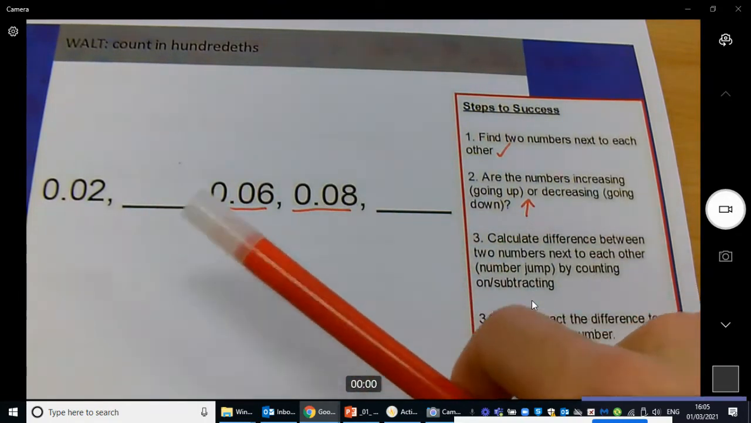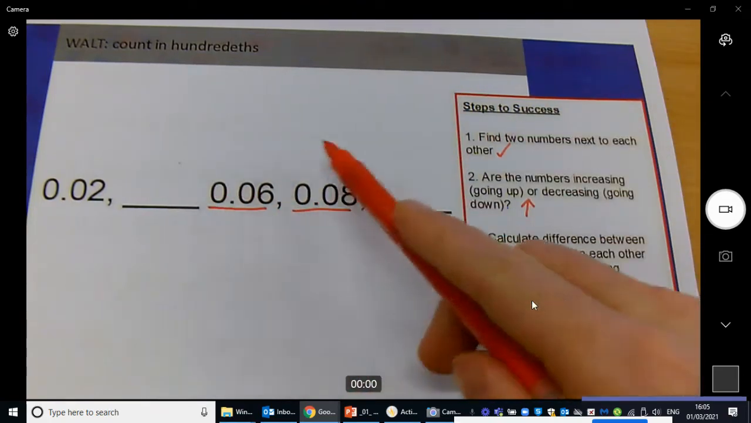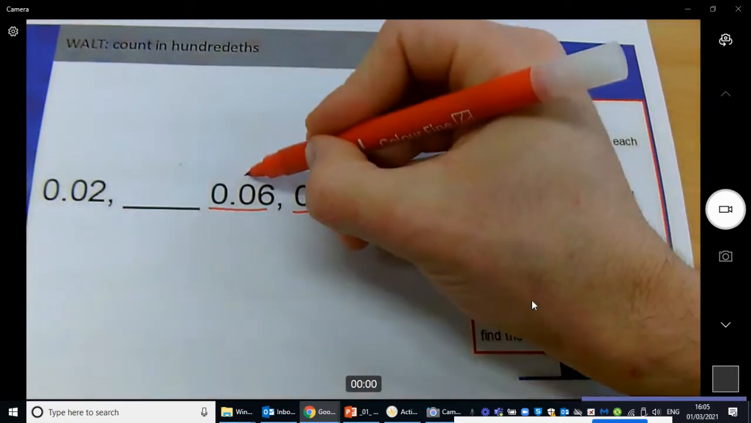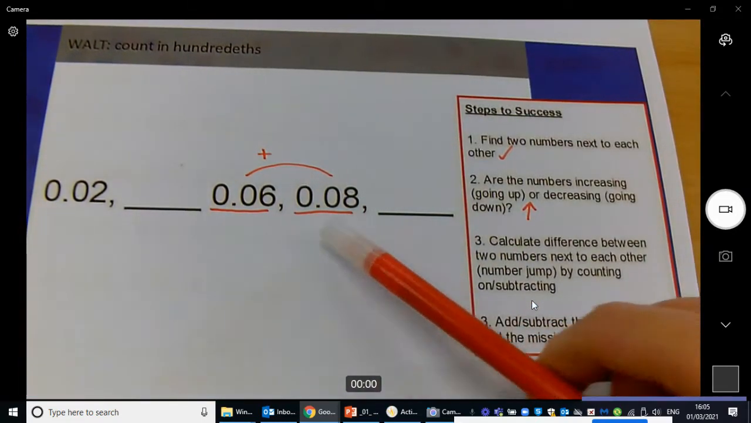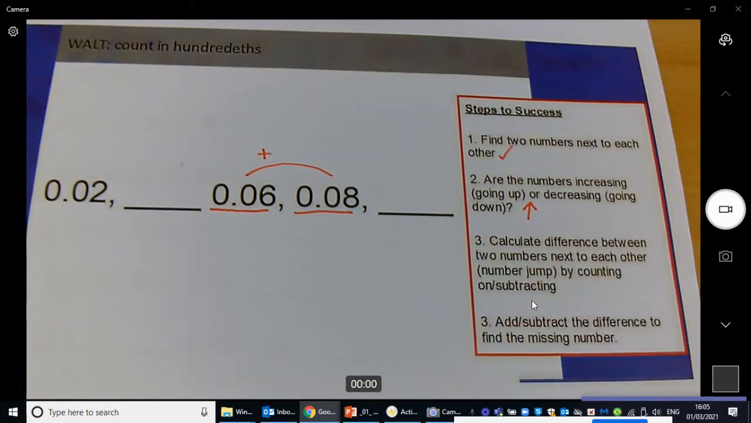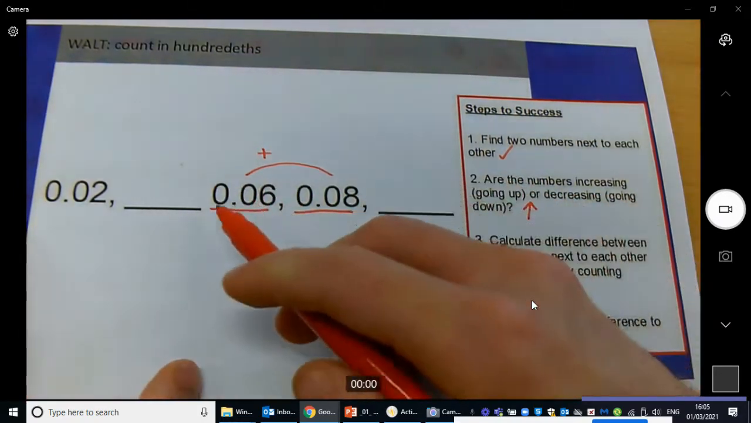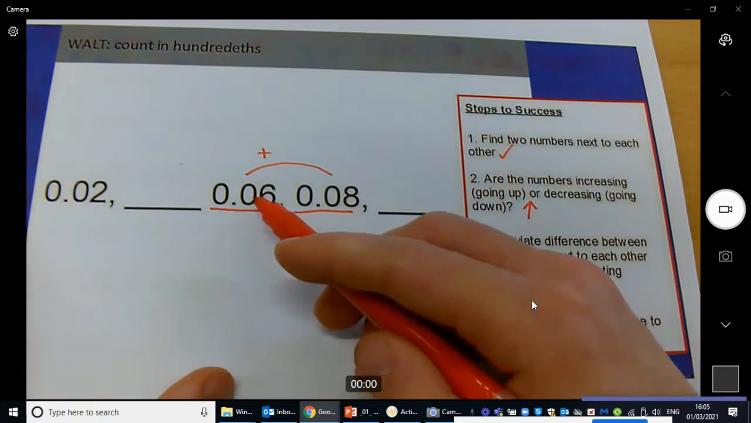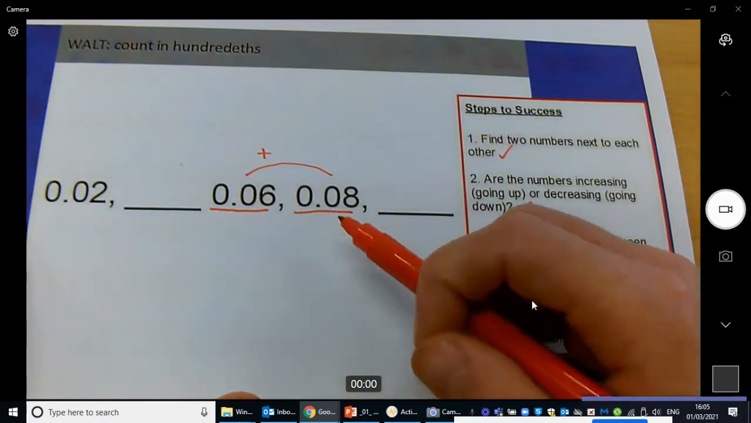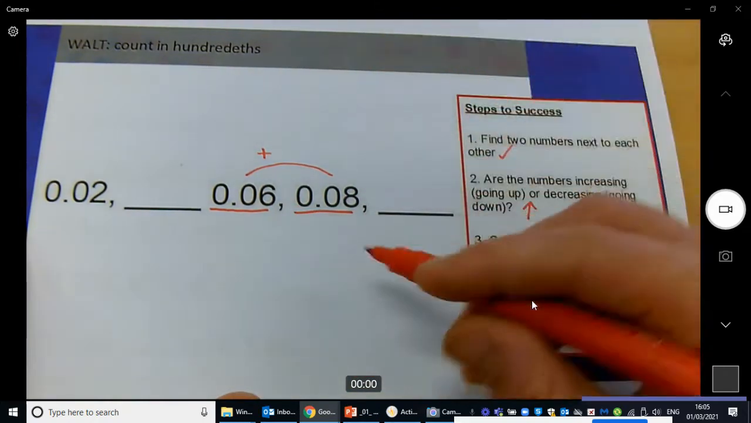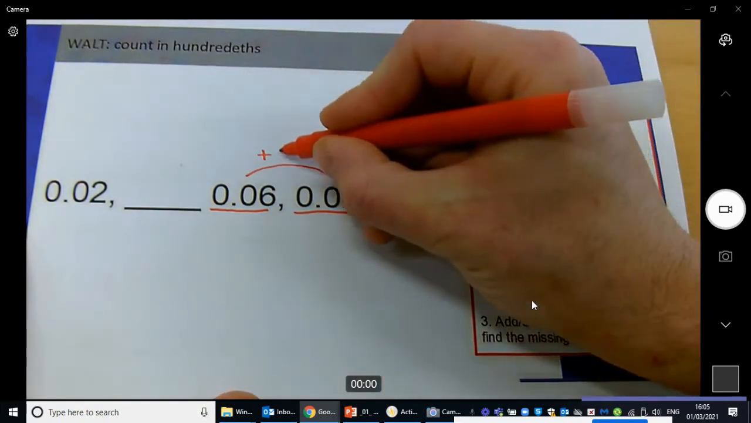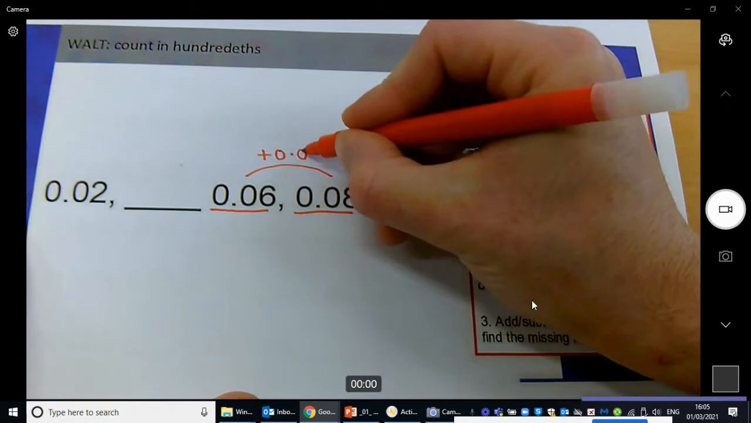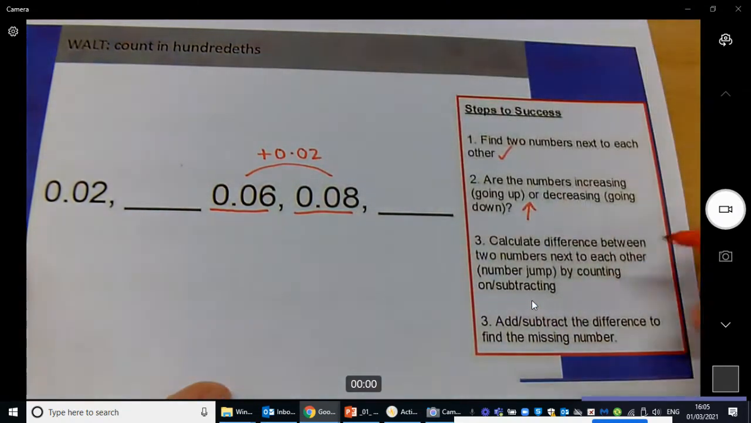How much is it going up by? We've already said that it's increasing. Can you pause the video and work out by how much? So hopefully you've seen it's not going up by ones, it's not going up by tenths, they're staying the same. It's going up by hundredths, from 6 hundredths to 8 hundredths, 0.02 hopefully we got.